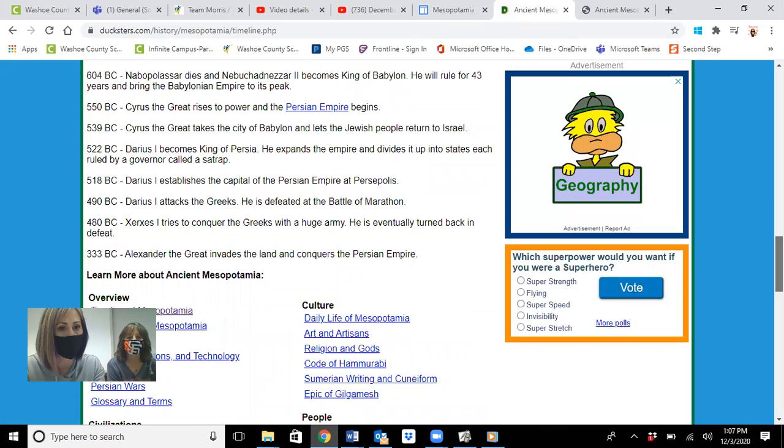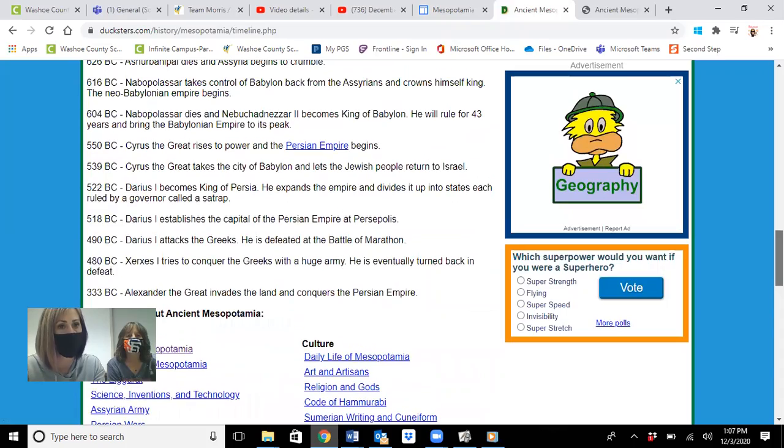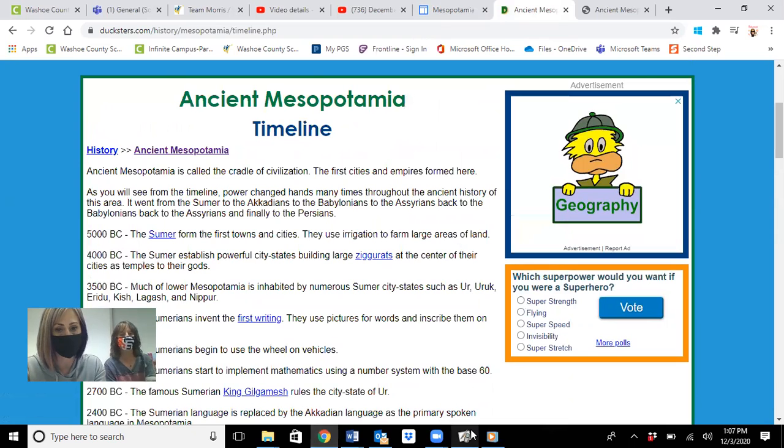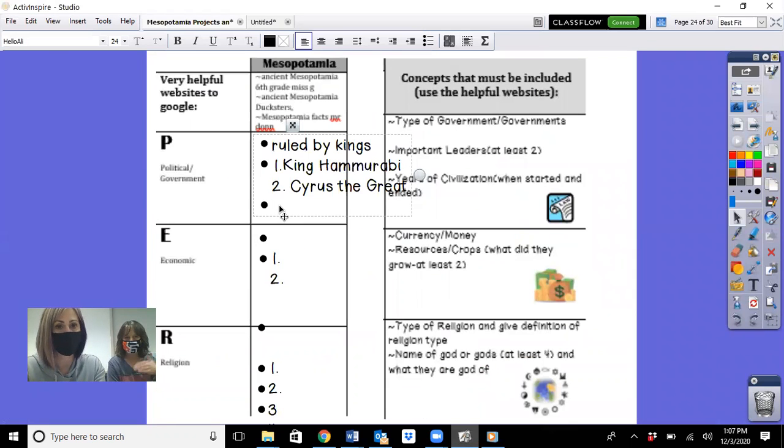Look at that timeline, you guys. It's pretty cool. To 333 BC. It's really long. And you'll notice if you look at that timeline, if you go through and read it, how many different groups of people ruled in the area that's called Mesopotamia. So 5,000 BC to 333? That's a long time. That's 4,667 years. Remembering that different groups came in, the Assyrians, the Akkadians, the Babylonians came in and ruled at different times during those thousands of years.